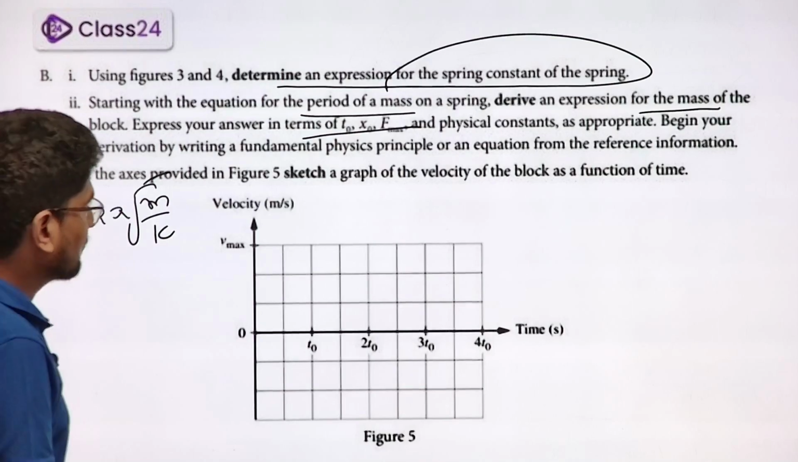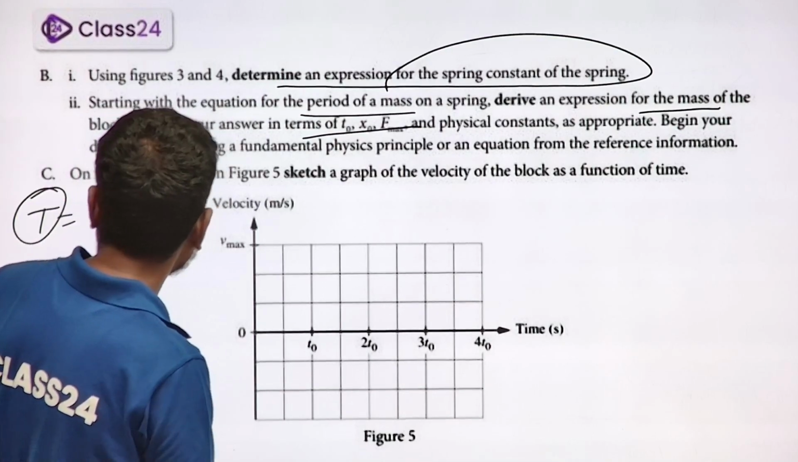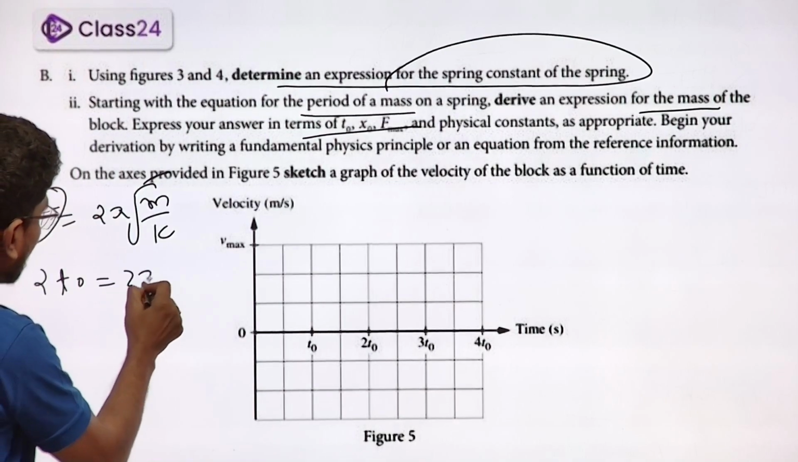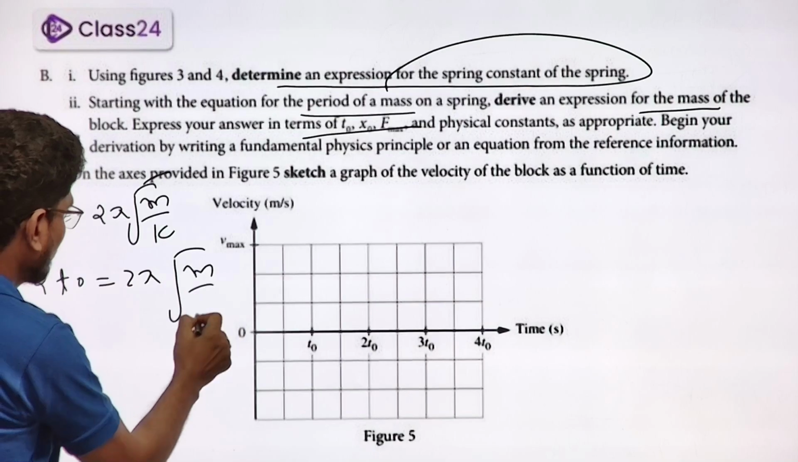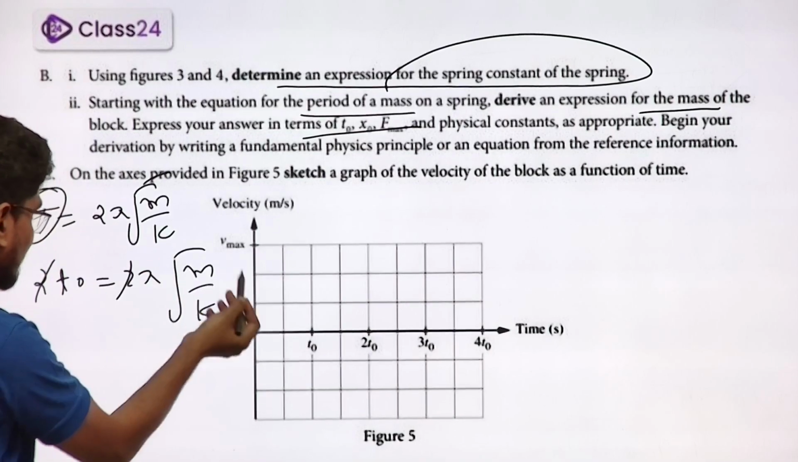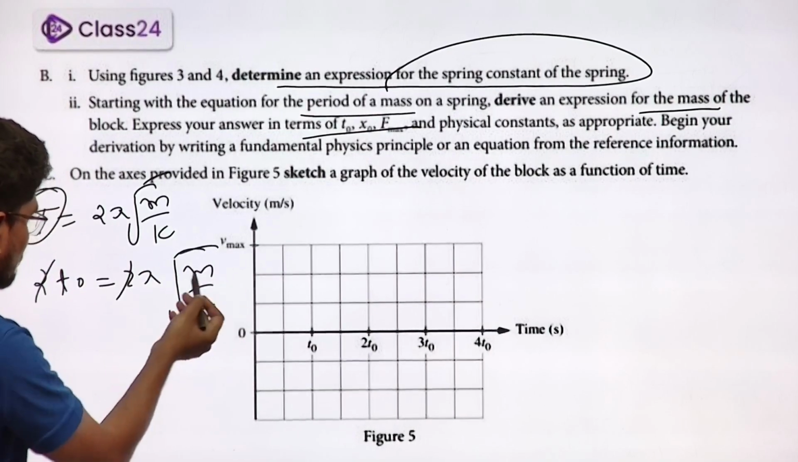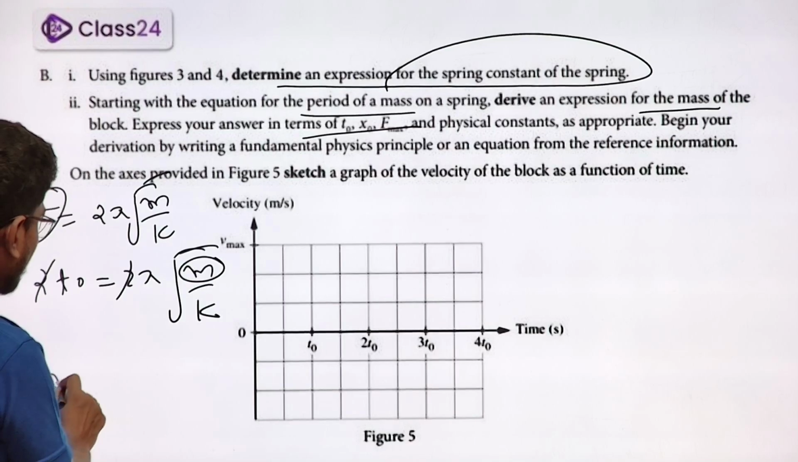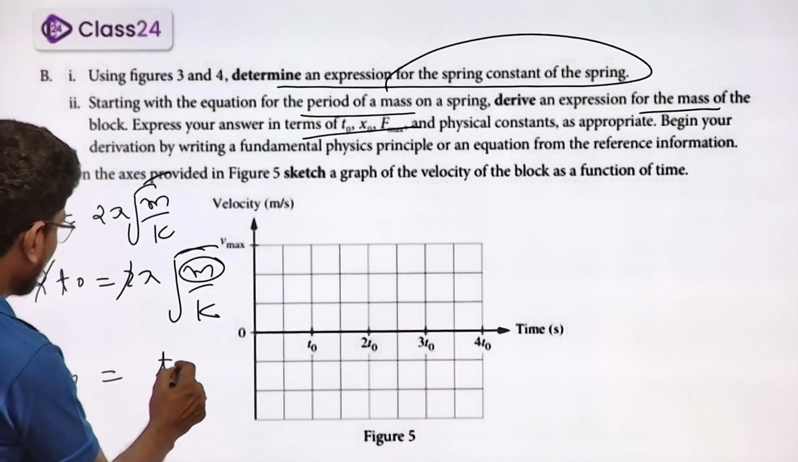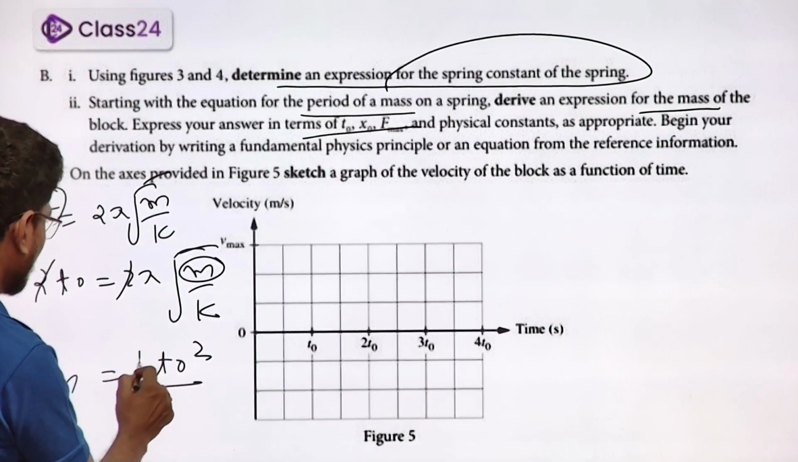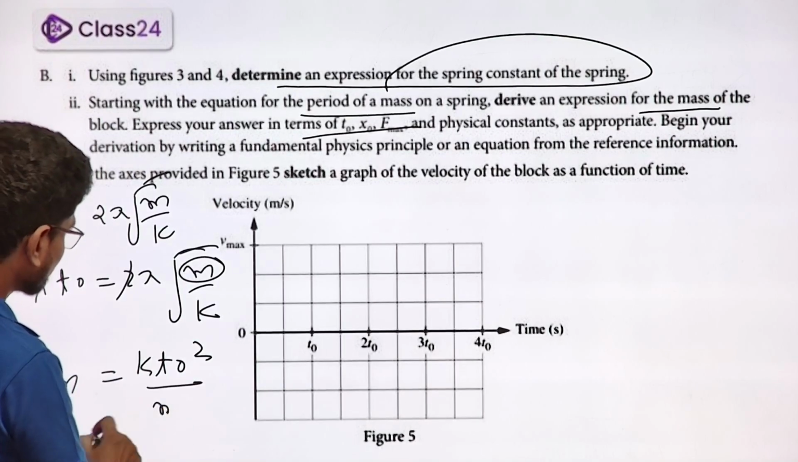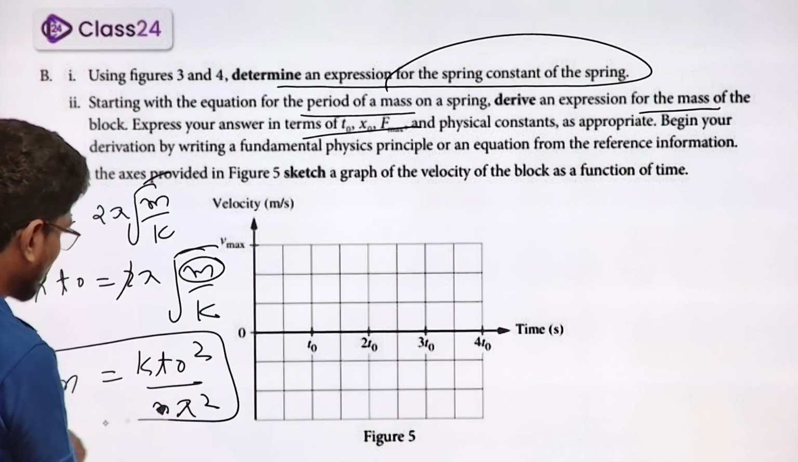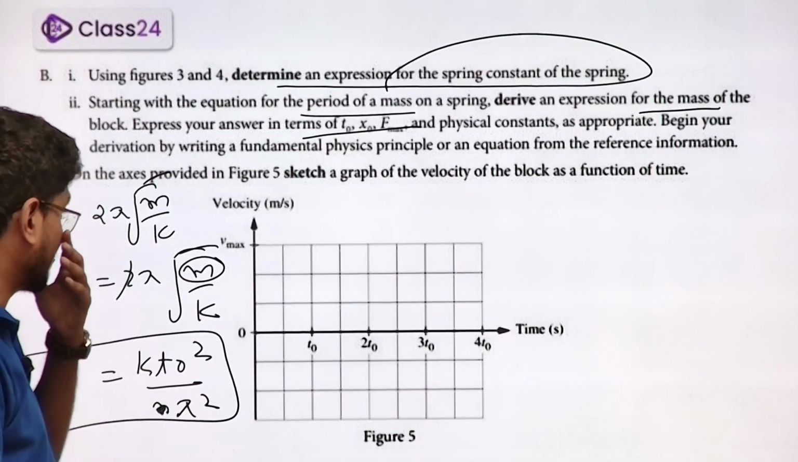Now further we understand that T is twice t naught, and T is 2 pi root m by k. From this relationship we can find the mass by squaring both sides. We will get m equal to t naught square k upon pi square. So that is the relationship of mass between these parameters. So that is the answer.